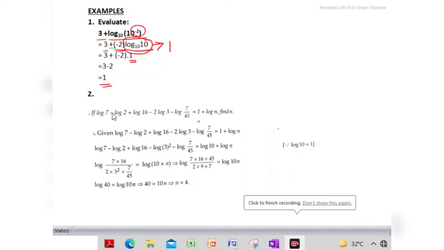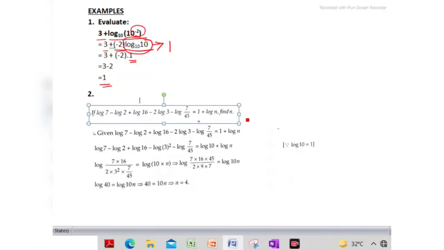If log of 7 minus log of 2 plus log of 16 minus 2 log of 3 minus log of 7 upon 45 is equal to 1 plus log n, then we need to find out the value of n here. So let us see how we can calculate the value of n.